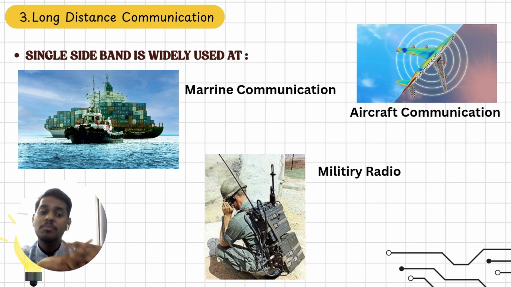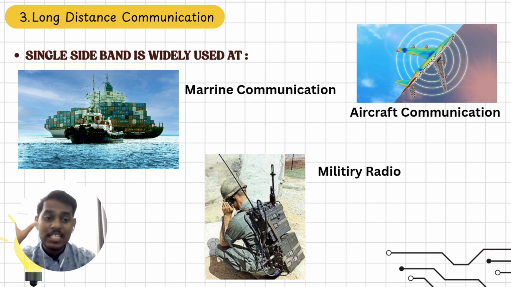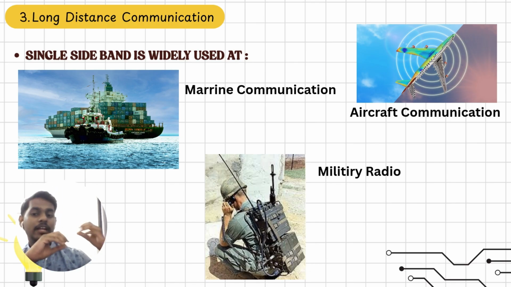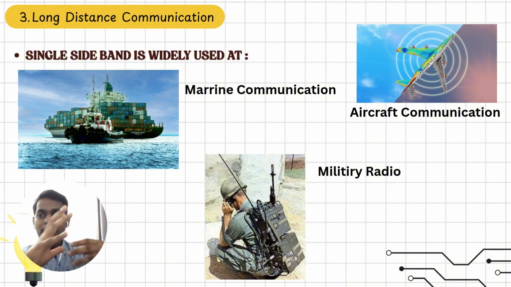How about marine communication? Marine communication also uses SSB in the open ocean, because as you know, the ocean is very, very far. They use SSB to connect with the coastal station. How about military communication? They also rely on SSB because it provides efficient and dependable long range communication. Military units communicate with another military unit at a far distance, so they use single sideband.